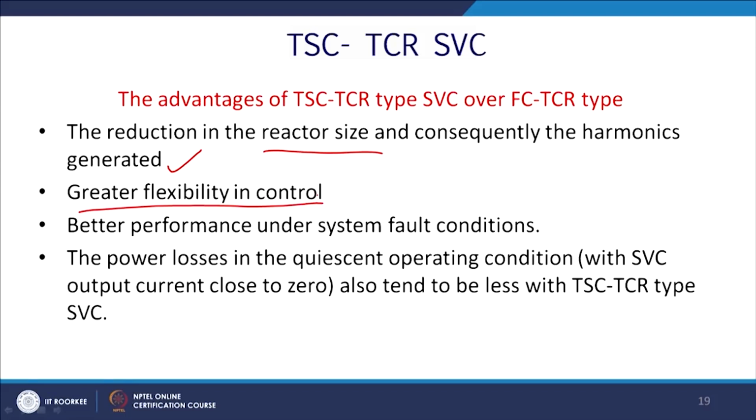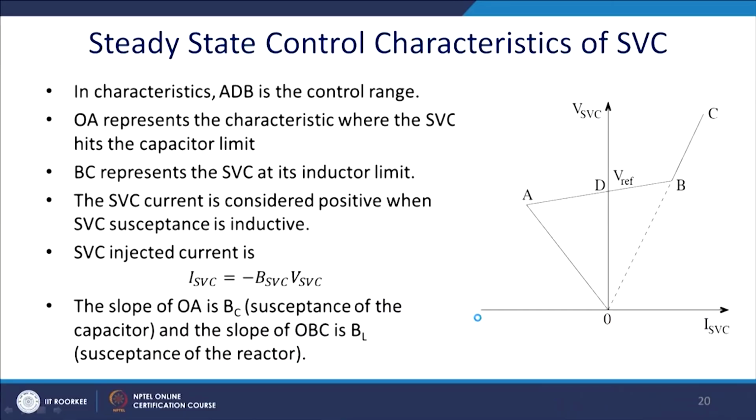because you have a switched one and you can switch it off or switch in the impedance part of it to damp out the oscillation. Power losses in the operating conditions, that is with SVC output current close to 0, tend to be less with the TCR-TSC type SVC than the normal one. So, this is actually the combination, this is actually the compensation.